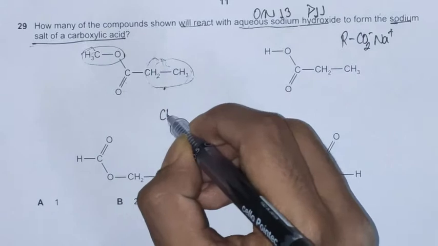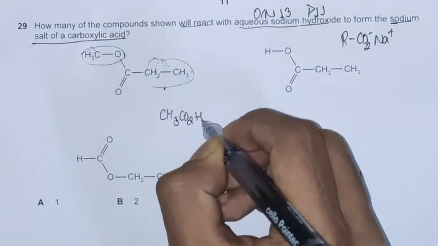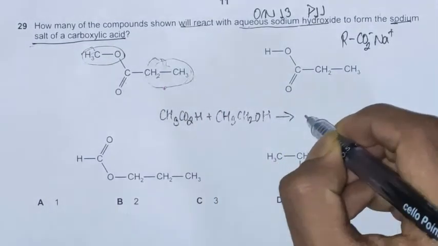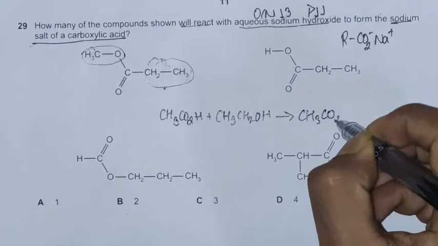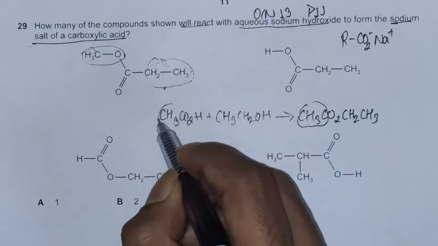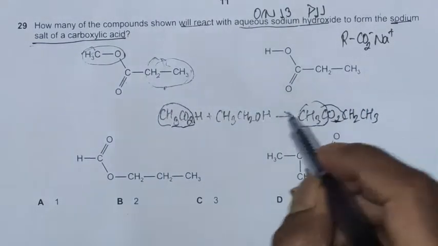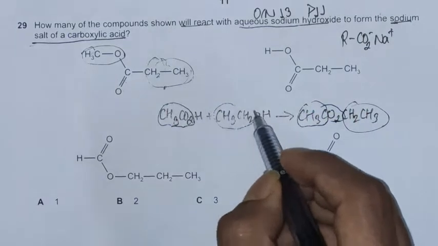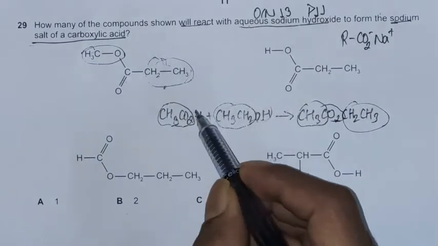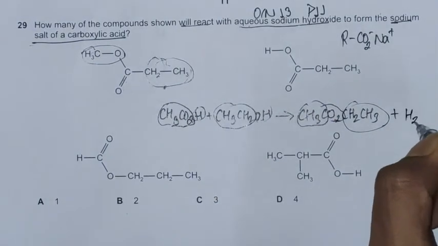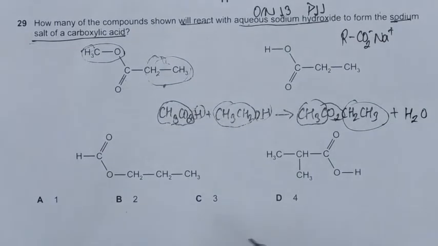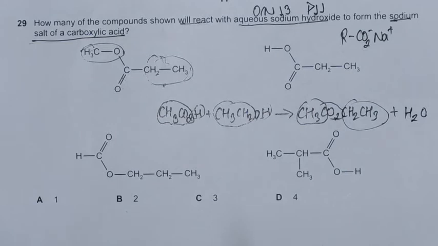Reaction between, let's say, CH3CO2H plus CH3CH2OH will give us CH3CO2CH2CH3. The first two carbon atoms are from the carboxylic acid, this CH3CO2, and the final two carbons are from the alcohol. The CO2 remains and we eliminate this OH and this H, so our byproduct is water. This is the most basic reaction between a carboxylic acid and an alcohol to form an ester.